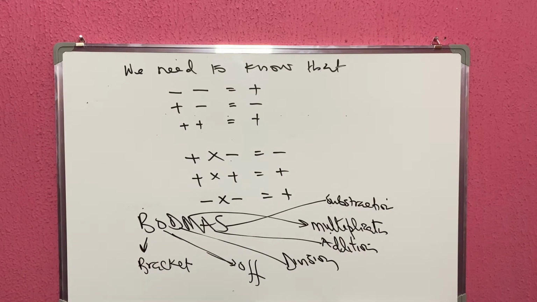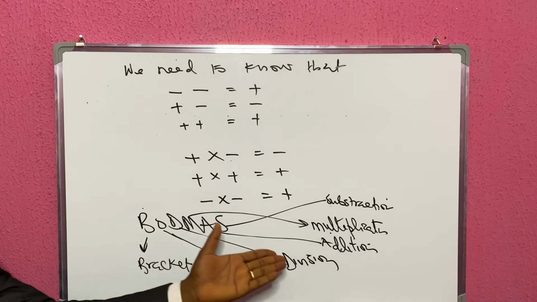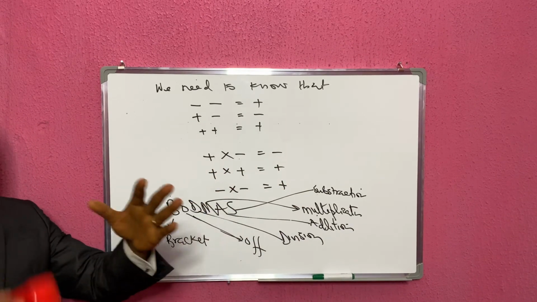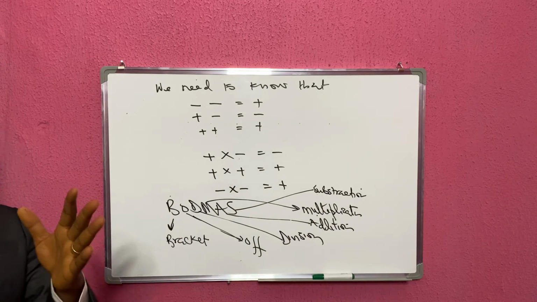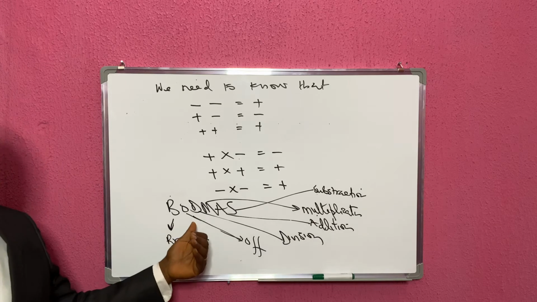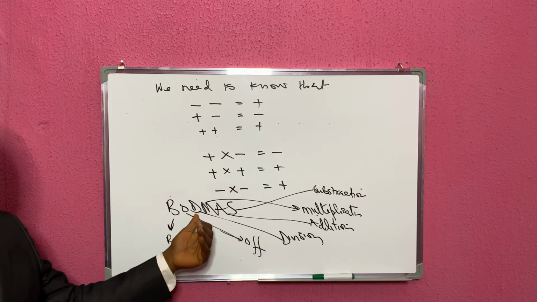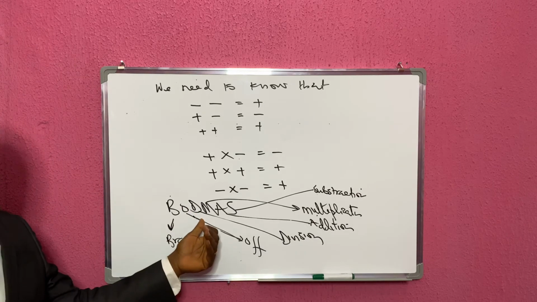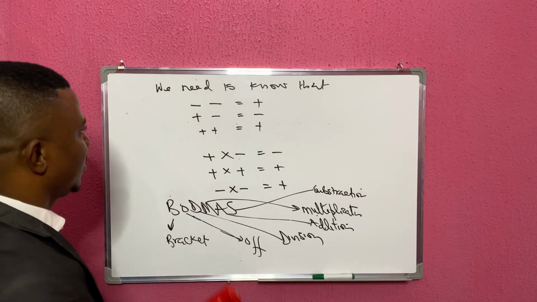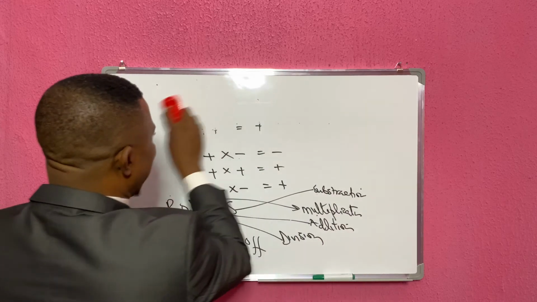This means that when we have brackets, of, division, multiplication, addition, or subtraction all in a question, we will treat them accordingly. We will handle brackets first, before we go to of, before division, before multiplication, addition, and lastly subtraction. Let us see how we can apply this.